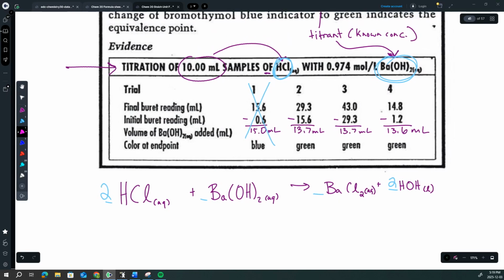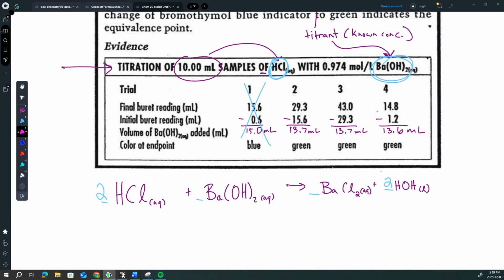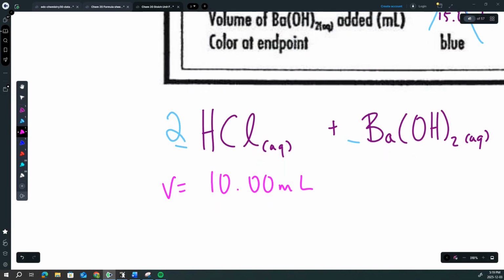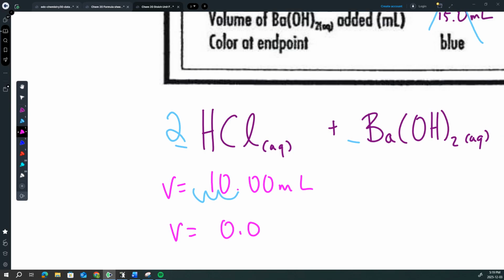Alright, let's organize our information. So we've got the titration of 10 milliliter samples of hydrochloric acid. So the volume of that is 10 milliliters, but you're going to want to convert that into liters. And as we said before, you just need to move the decimal 3 to the left. 1, 2, 3. So that's going to be 0.010 liters. Or if you don't have to write this 0 right here, you could just do that.